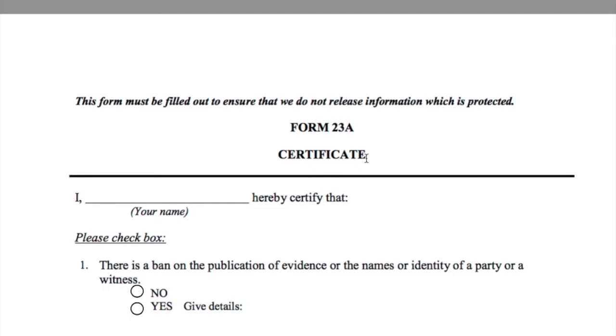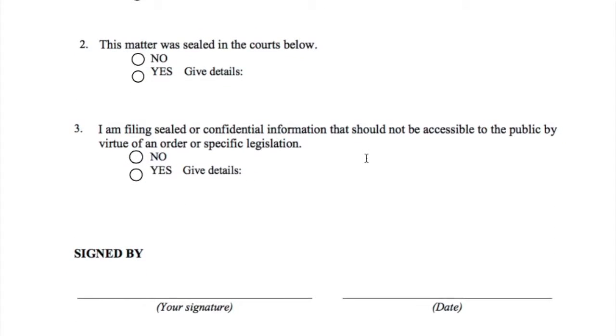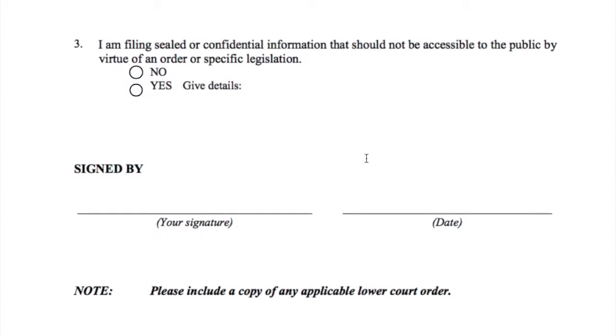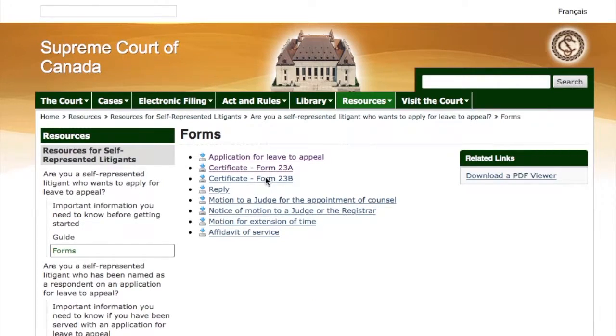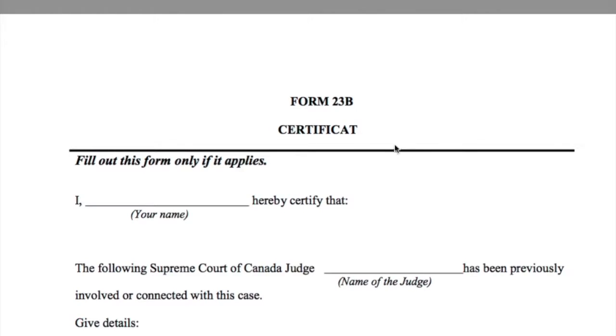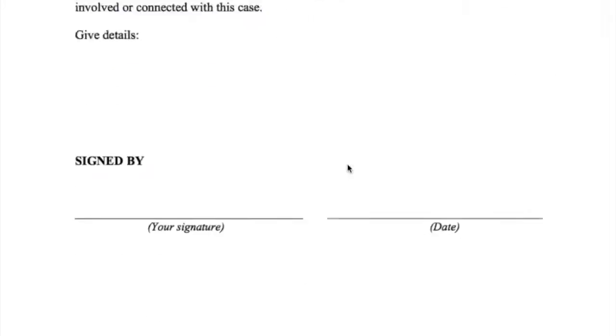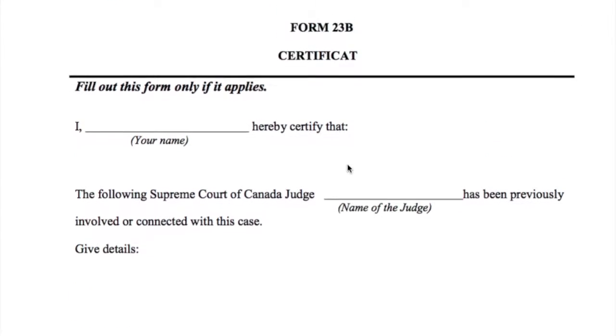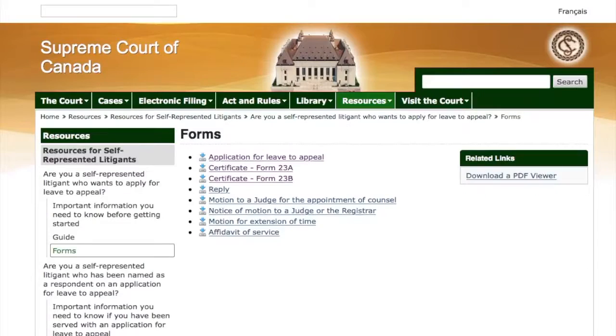So the certificate here is a necessity, so this must be filled out. So 23A, I just saw a case online on the Supreme Court website where somebody hadn't filled out their 23A, and the court gave them the opportunity to file this within 30 days. 23B, on the other hand, is if there is some sort of a connection between one of the judges in your case from previous dealings. That way, this judge may be recused from hearing your case.